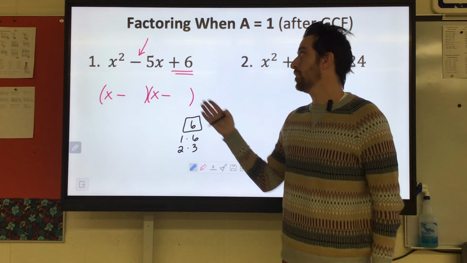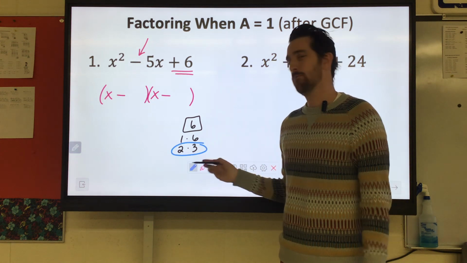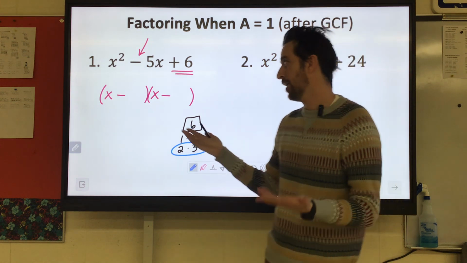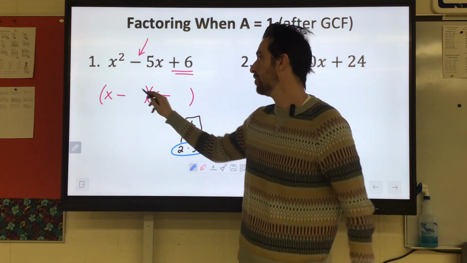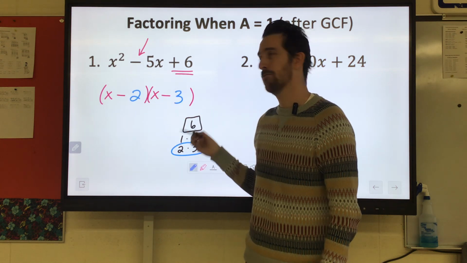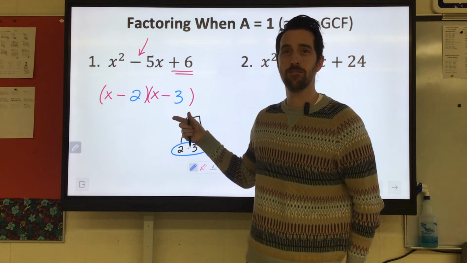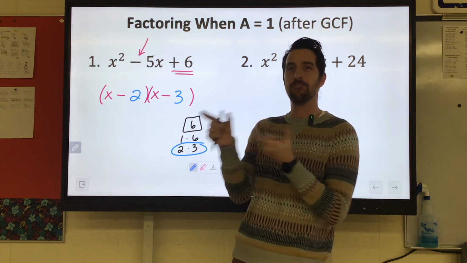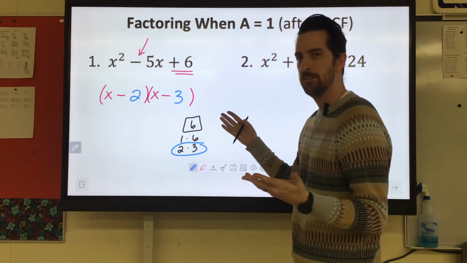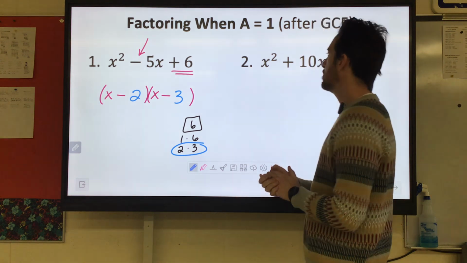So thinking which set of those would add up to 5, that would be 2 and 3. And it doesn't matter which one you write first, they're both minus anyway. So -2, -3. Or if you wanted, the 3 could go first, the 2 could go second. The order of the parentheses never matters. There it is. Done.